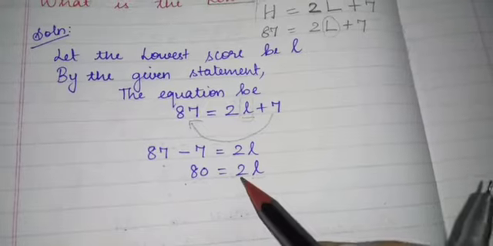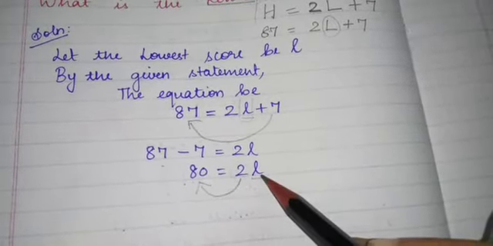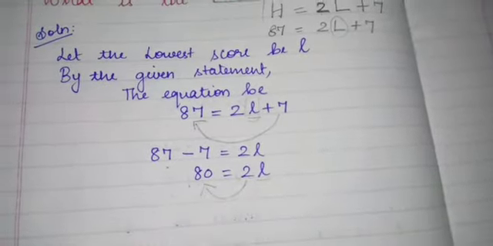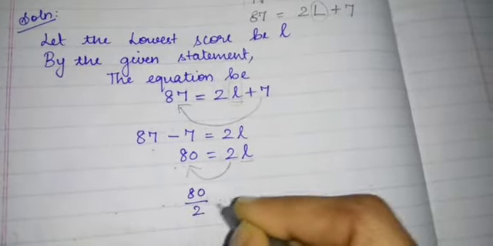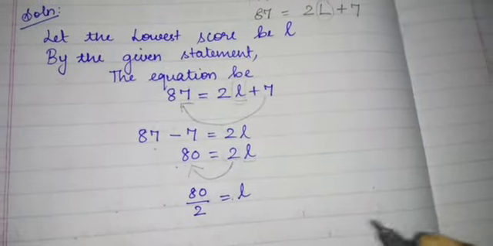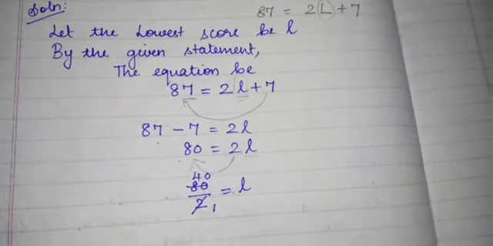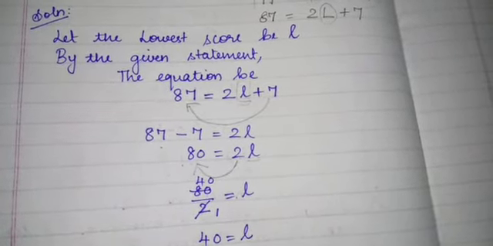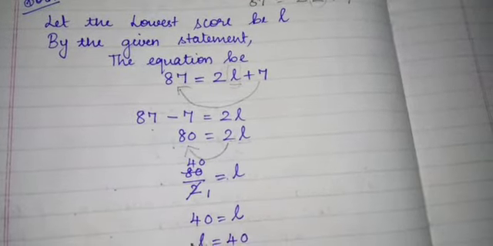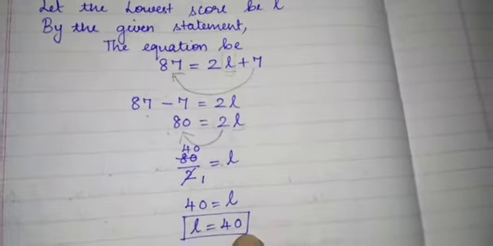Now I want the value of L. So what shall we do? I am bringing this 2 towards the next side, which is actually a multiplication here. If it goes that side, it becomes a division. So 80 divided by 2 is equal to L. 2 ones are 2, 2 40s are 80. So 40 equal to L, or you can write L is equal to 40.